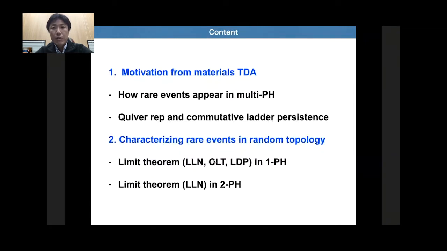Then I will show some recent results about the large deviation principle, LDP, of the one-parameter persistence diagram. Roughly speaking, the large deviation principle clarifies rare events in random variables, and these results are necessary to approach our final goal. So I am interested in the rare events, so the large deviation principle is really important. And finally, I will show a law of large numbers in two-parameter persistent homology, which partially answers our original question. So this is the content of my talk today.